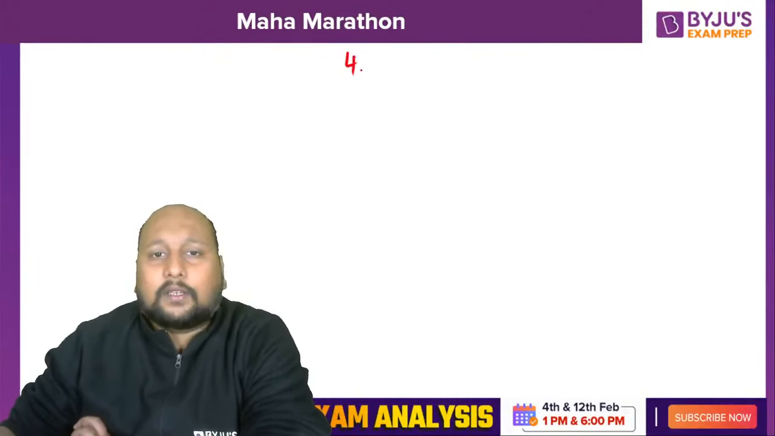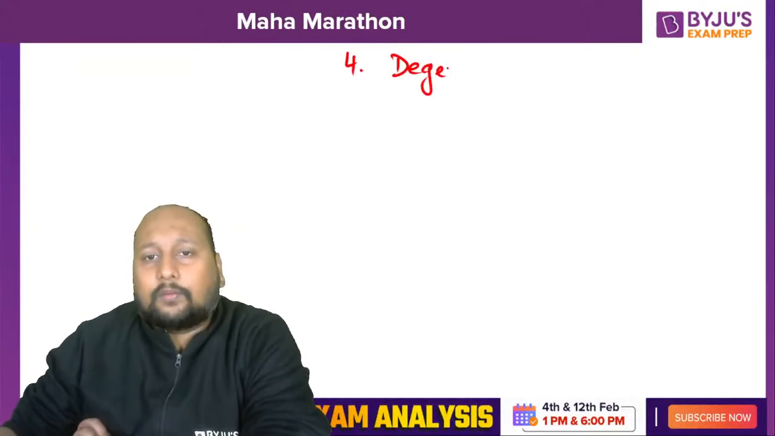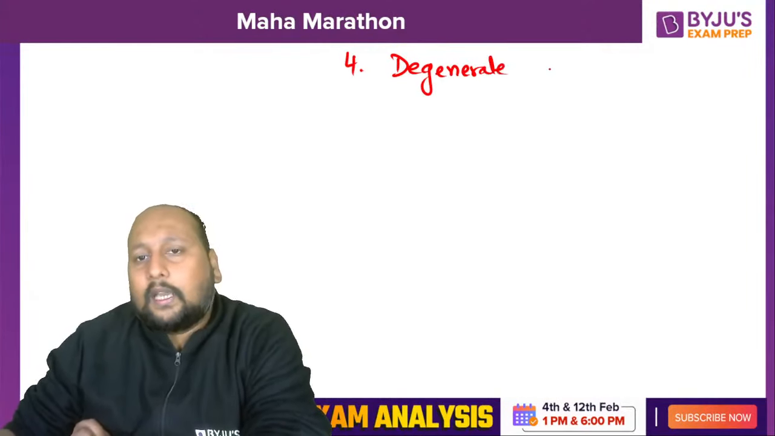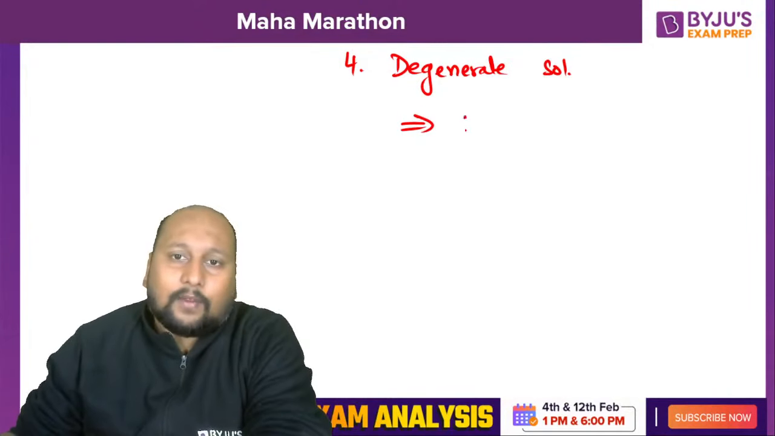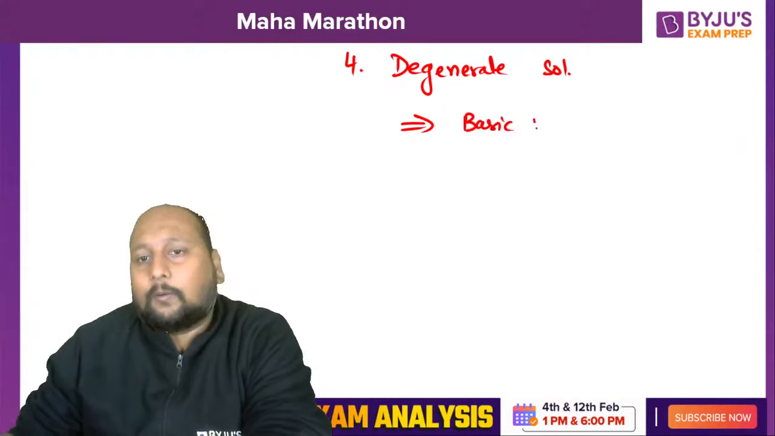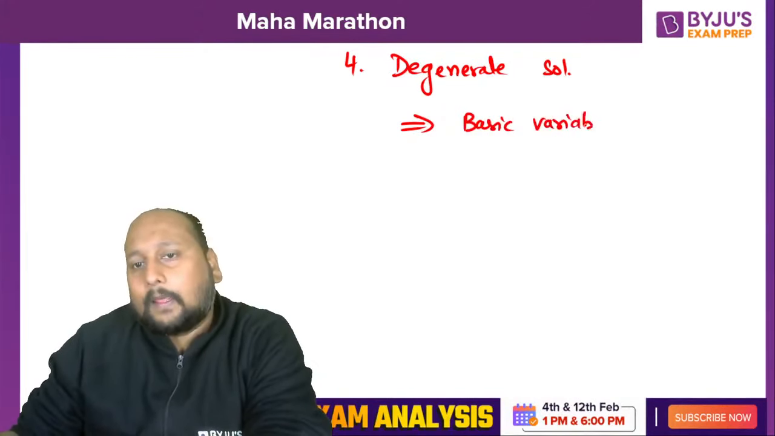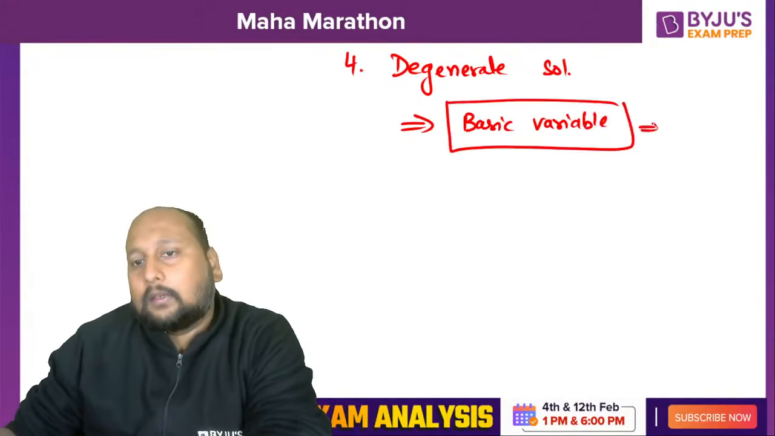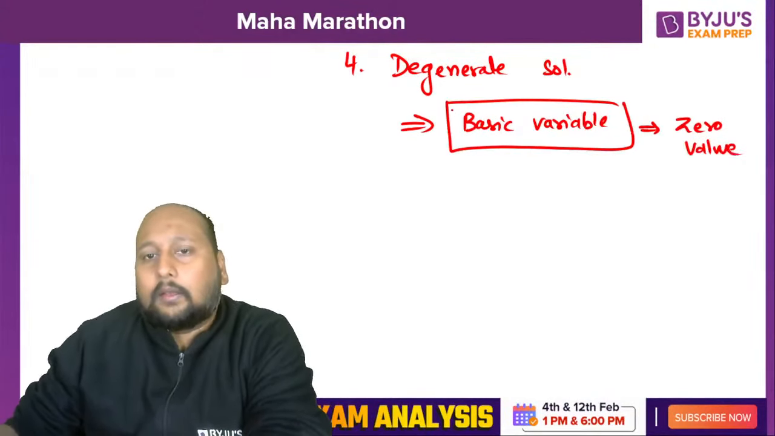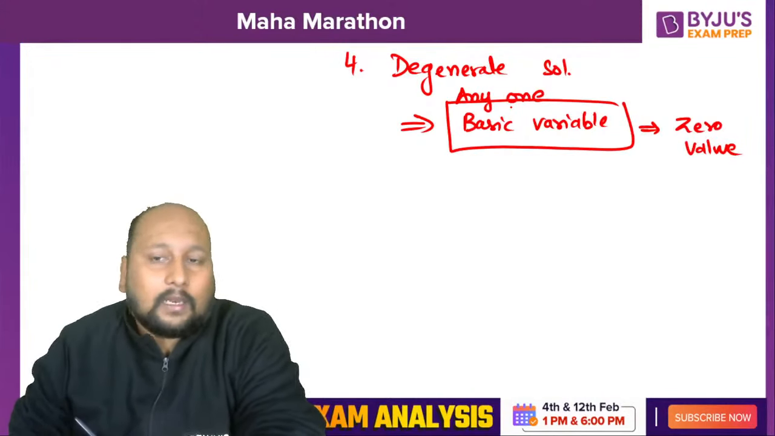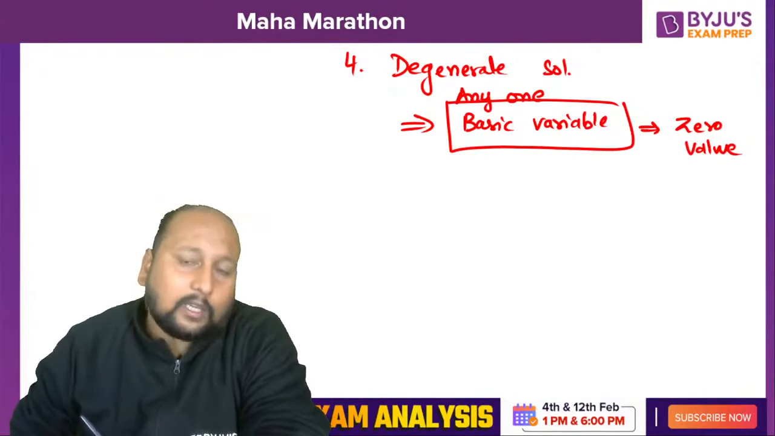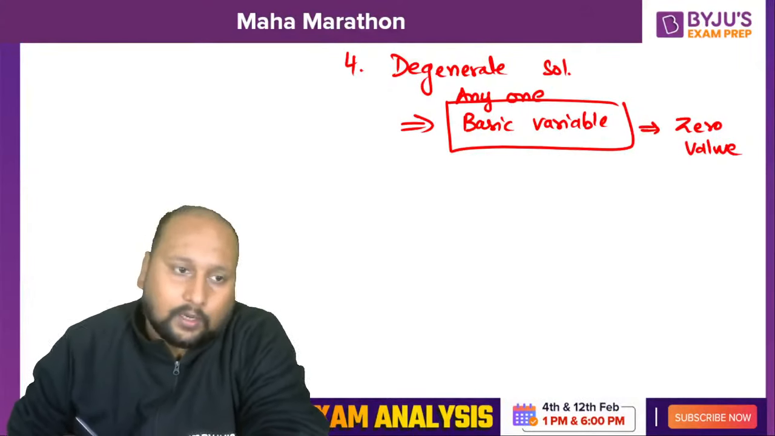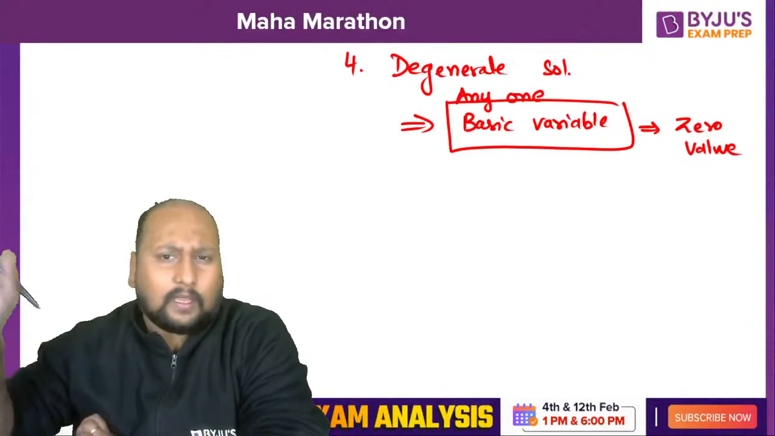And the fourth criteria that we have to understand is your degenerate solution. What is a degenerate solution? A degenerate solution is when one of the basic variables is having a zero value. Any one basic variable having a zero value, that particular solution we call a degenerate solution. Very easy. Now let us talk about the simplex method.